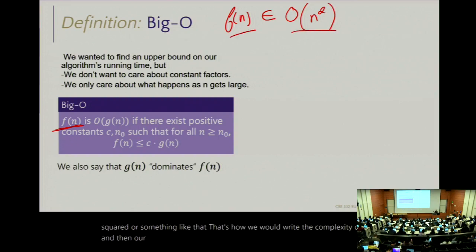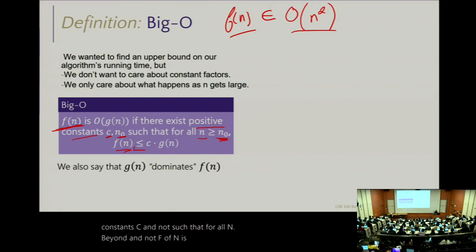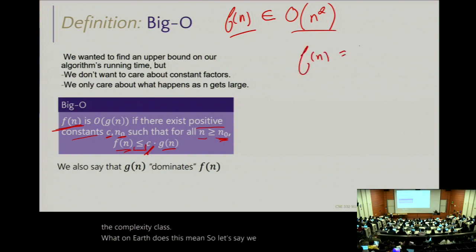We would say that is true if there exist positive constants c and n naught such that for all n beyond n naught, f of n is less than or equal to some constant factor times the complexity class. What on earth does this mean? So let's say we had f of n equals 4n.